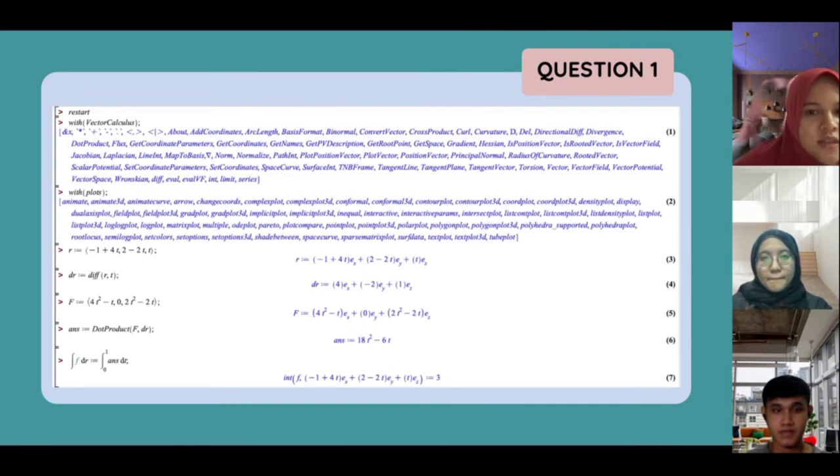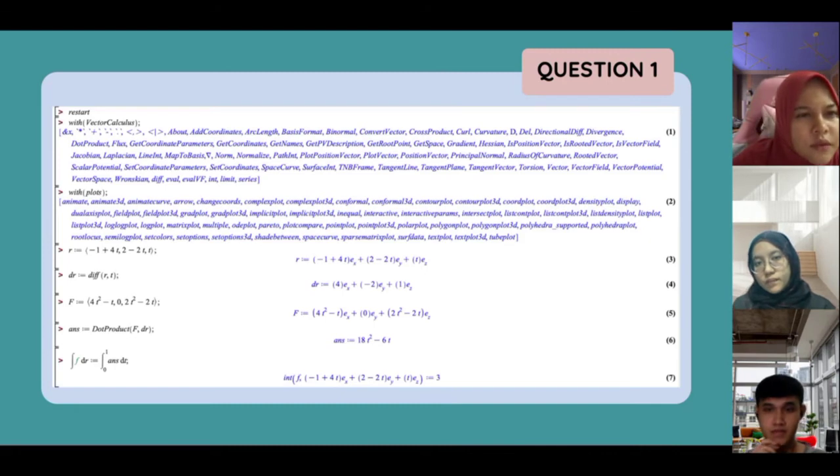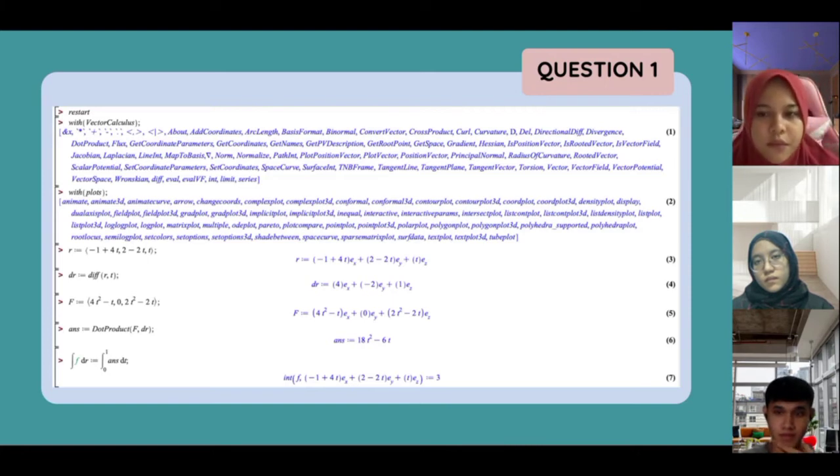For the Maple instruction, the first code is we need to type restart, and after that we can click enter, and now we can start to solve the equation. After we type with(VectorCalculus), the result gives us the blue color, and after that we move to with(plots), and the result is also in blue color, as you can see.